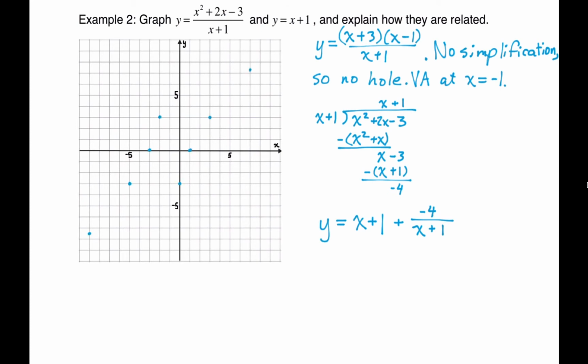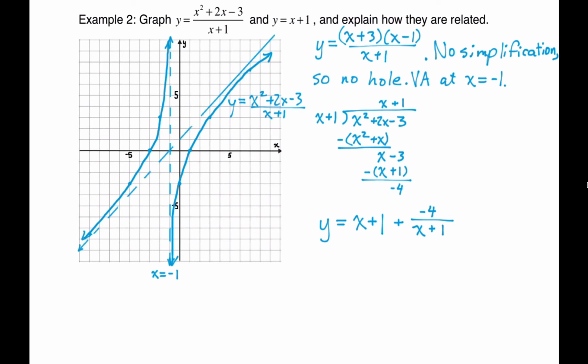So when we graph this function, this is y equals x squared plus 2x minus 3 all over x plus 1. It's got a vertical asymptote at x equals negative 1, but it has an oblique asymptote at y equals x plus 1. And that's the equation of the oblique asymptote: the quotient part, not the remainder or the divisor.